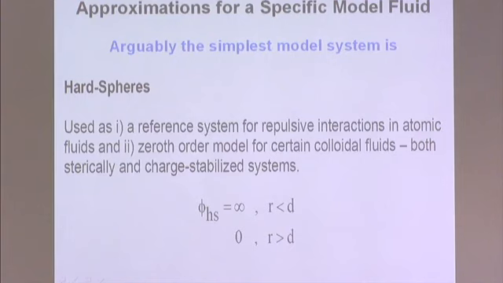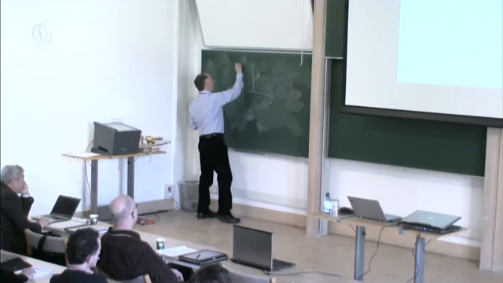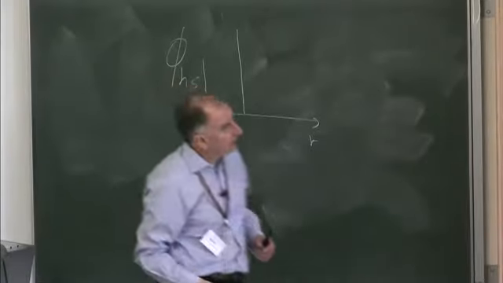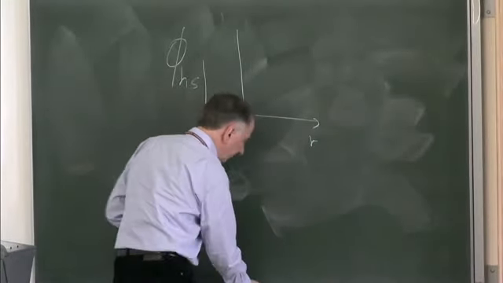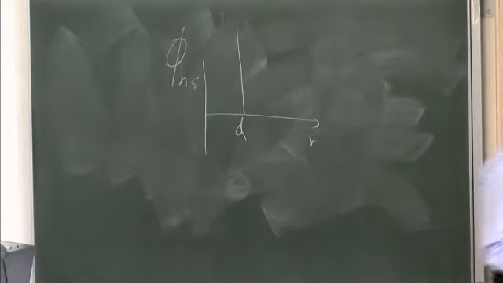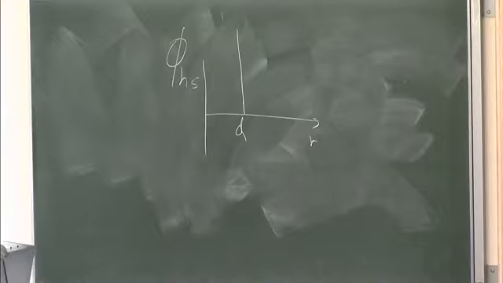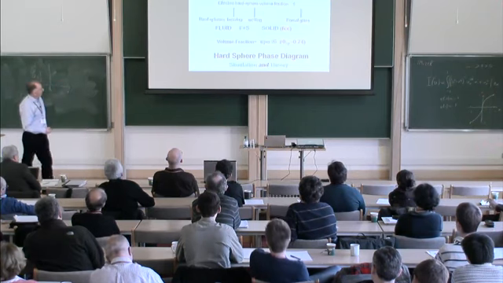So it's an infinite potential for R less than D, and zero for R greater than D. This is perhaps the most studied system of all, and I'm reminding you of the phase diagram. It's the simplest phase diagram in nature.